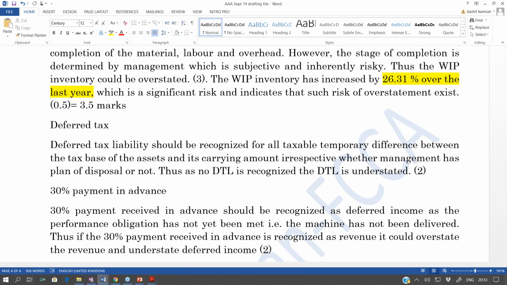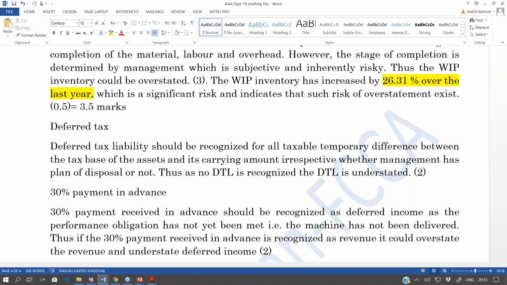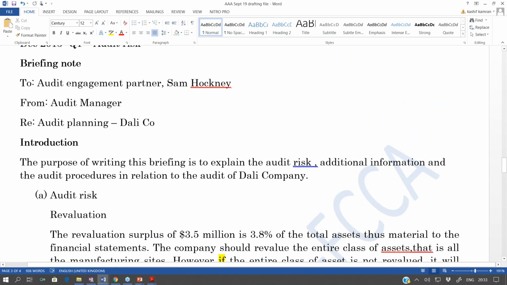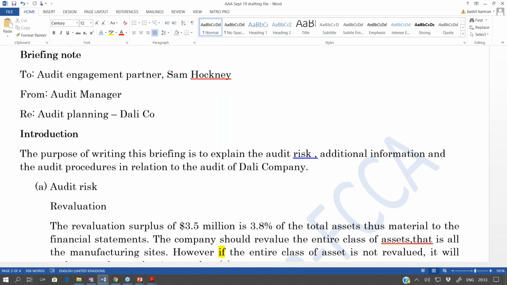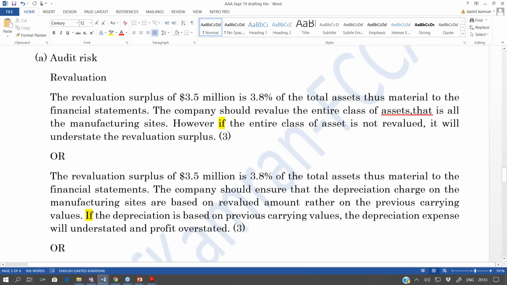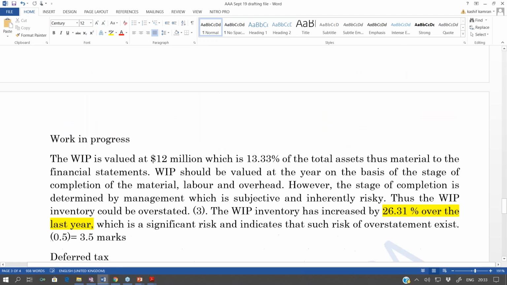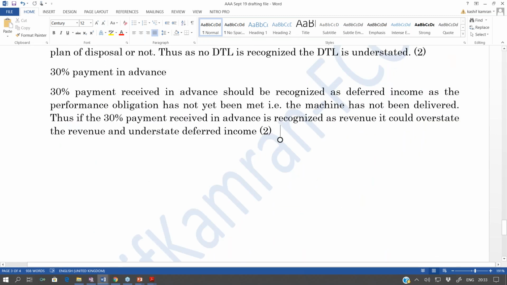Okay, now the final thing, right? You will continue the answer yourself. So we started writing the briefing note, and the briefing note started with 2 from RE, introduction, then you get down with the first heading, audit risk. In the audit risk, you went into 3 marks and then 2 marks. And suppose this is where you end the requirement.